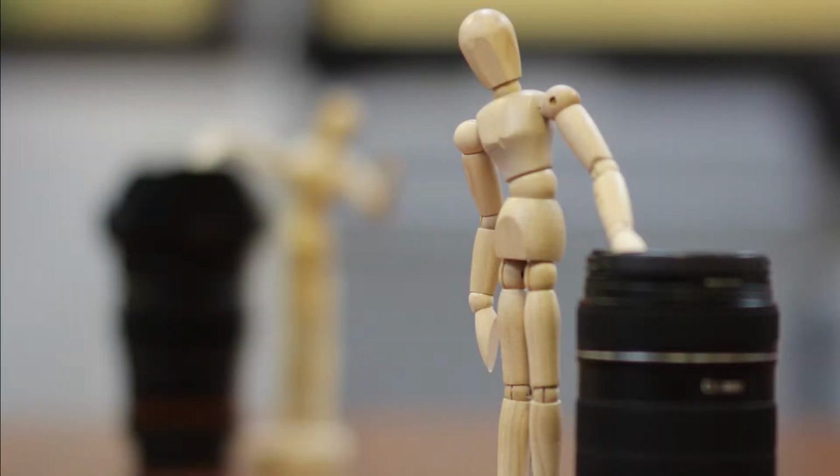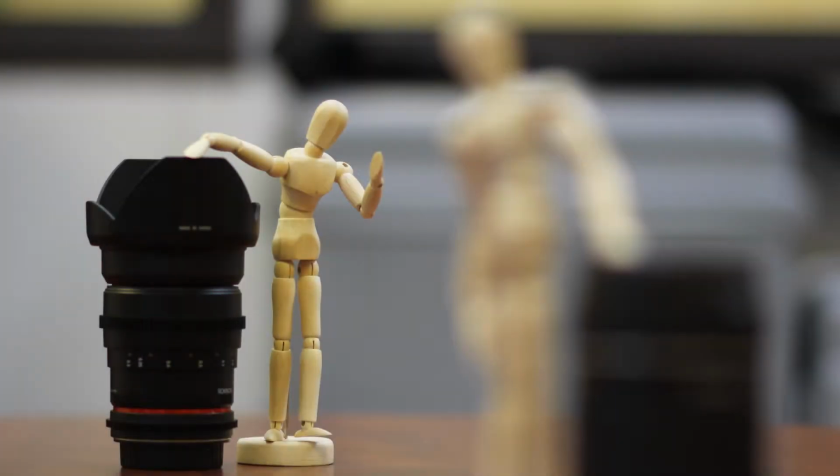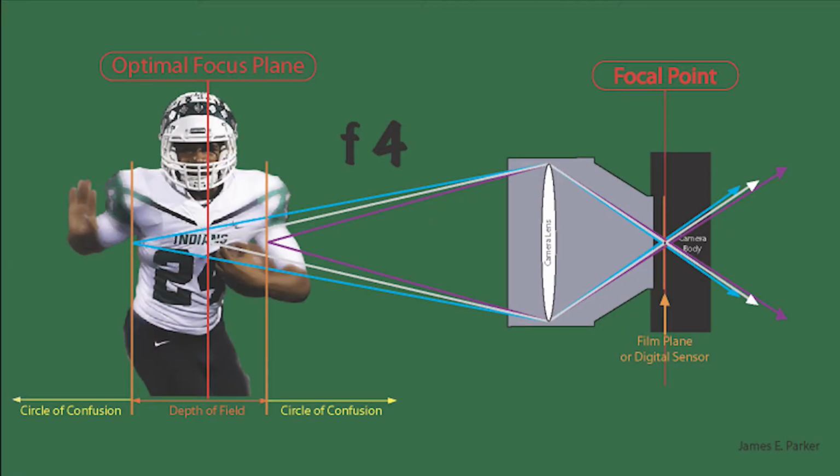Depth of field is the focal range of a photo. It's the area or depth in the photo that is acceptably in focus. As you can see in the graphic, we have a highly stylized camera on the right hand side and we have a football player on the left hand side. The red line running down through the middle of the football player is our optimal focal plane. That's the area of most sharp focus.